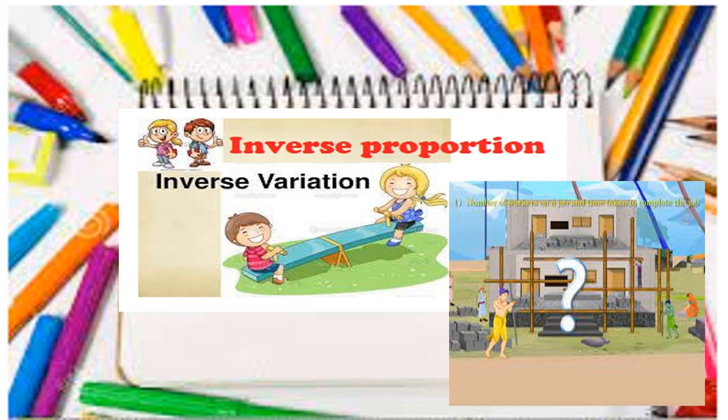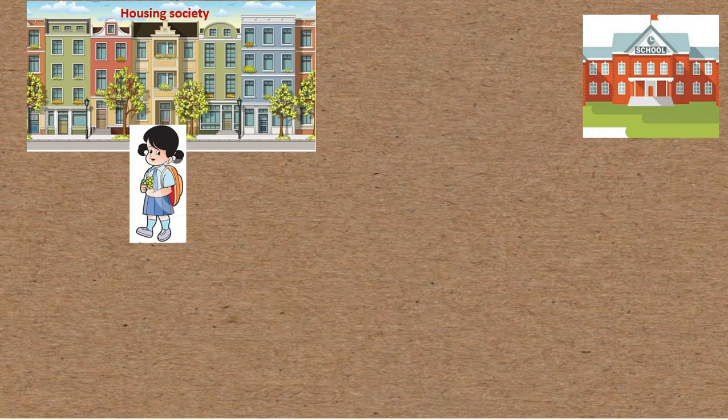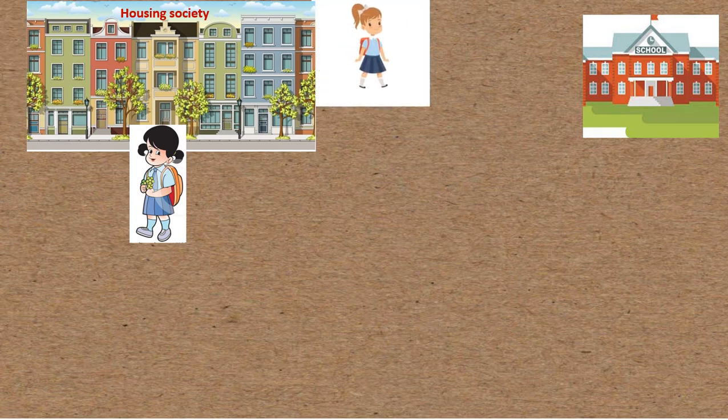In today's session, let us understand inverse proportion, or we can say inverse variation. Let a girl be there, and from her house she starts for school. In the first way, when she walks at 3 km per hour, she reaches her school in 30 minutes.